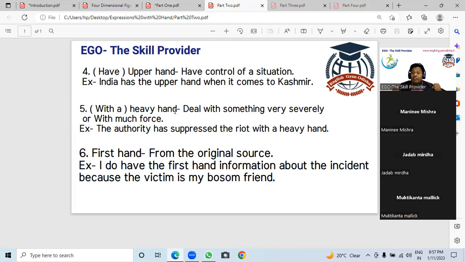So that is called with heavy hand. Heavy hand means by force. You are trying to apply force. Just check it out. I have taken an example.